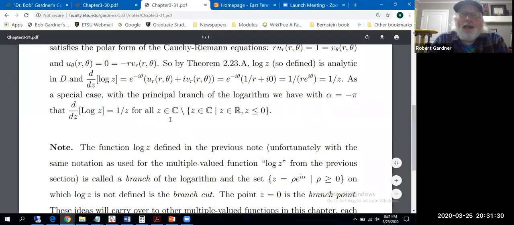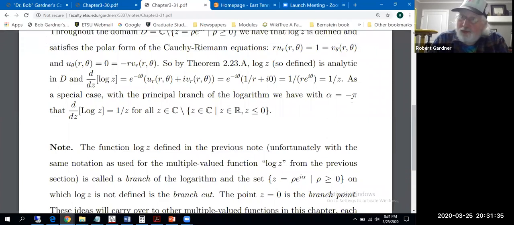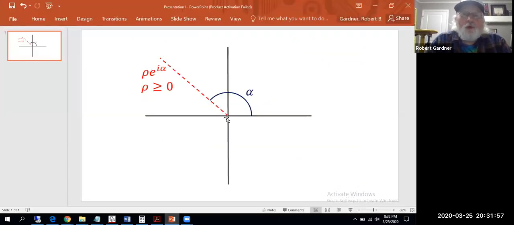It's defined except at alpha equals negative pi, or anything coterminal with that. So the principal branch of the logarithm, the way this book chooses principal values, is not defined on the negative real axis. So we've gone to alpha equals negative pi. That'll take you along the negative real axis, and just as we had in the picture, alpha equals negative pi would give us the negative real axis along here. So the cut's been made along this axis.